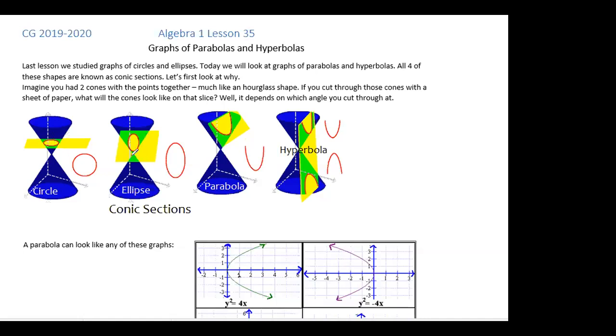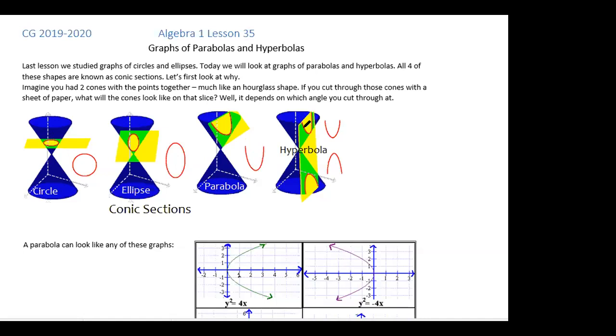If you cut through kind of at an angle in an upwards direction, or downwards, I guess, it doesn't matter, you're going to get that oval shape or the ellipse that we studied last time. If you cut through all the way off the side at the top, or maybe you do the bottom cone, you would get this U shape, and we call that a parabola. So that's the first graph that we'll look at today, is a parabola.